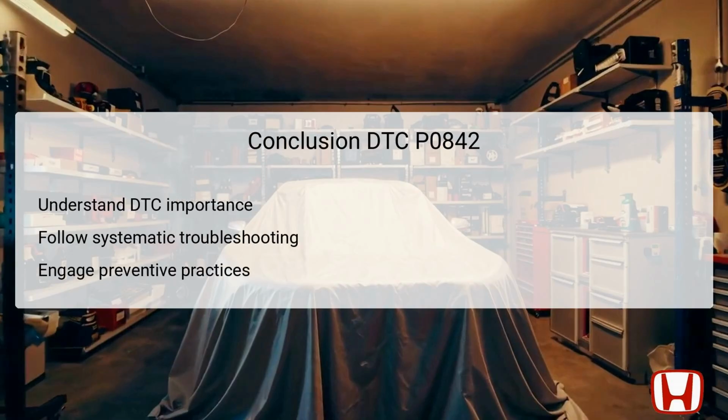In summary, understanding the significance of DTC P0842 is paramount for effective troubleshooting in the Honda Accord models from 2008 to 2012. Following a systematic troubleshooting process allows technicians to accurately determine the cause of the code, whether it be related to the transmission fluid pressure switch itself or the surrounding electrical circuits.